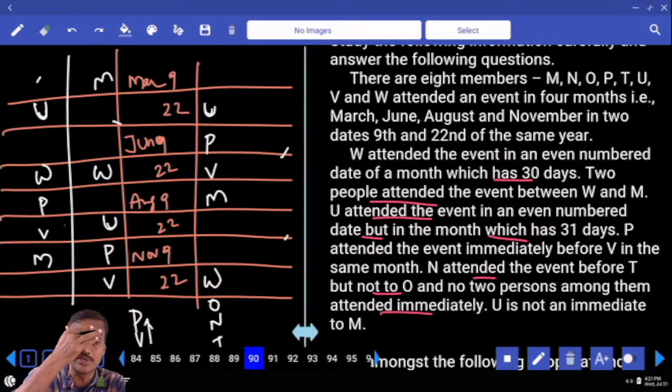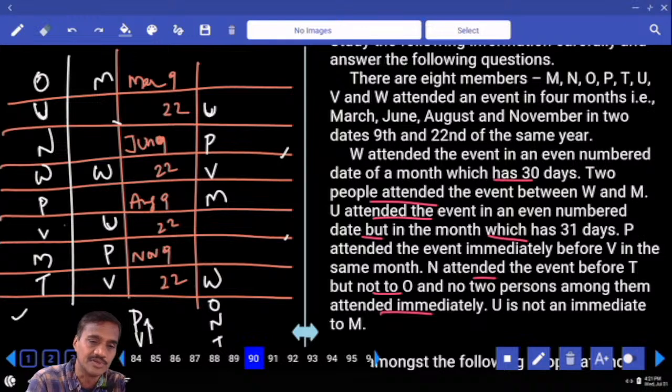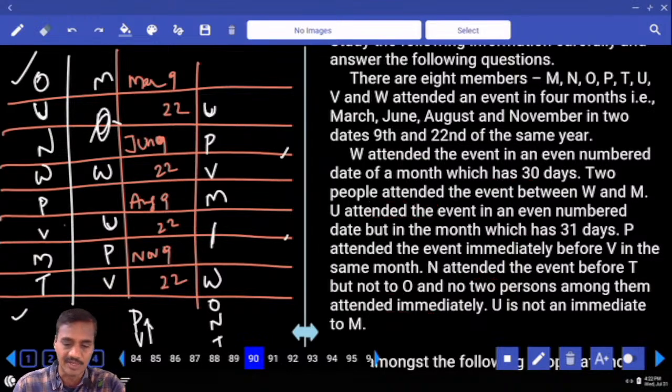O, N and T cannot be adjacent. Now this is O, N and T. This is the final arrangement. Now here O and N must be adjacent. Here N and T must be adjacent. Then this is the final arrangement according to that one.